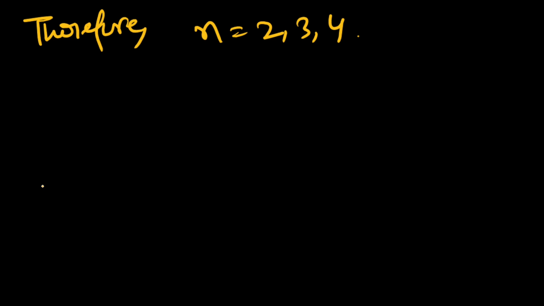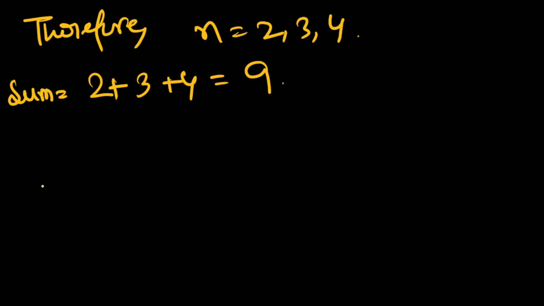And the question asked to find all the values of n and sum them. Therefore the values are 2, 3 and 4. Therefore the sum is 2 plus 3 plus 4, that is actually 9. So option 4 is the correct answer.